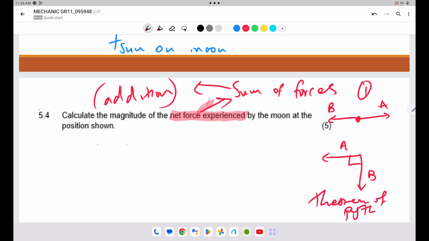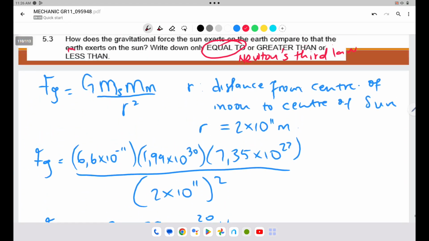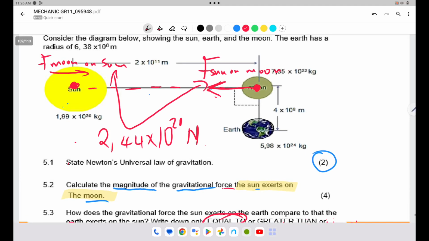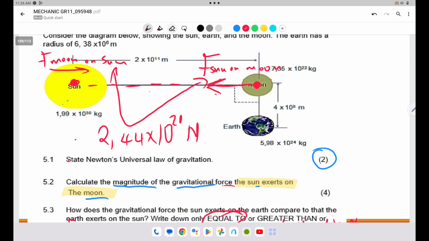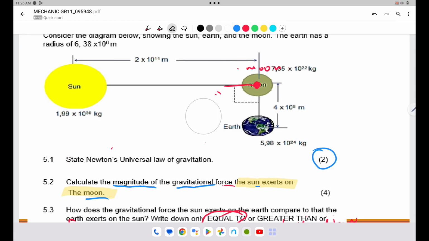Okay, so what we need to do is go back to our diagram and check the scenario that we have up here. So if we go there, we are looking for the net force experienced by the moon. The victim here is the moon. Our focus is the moon. So we are going to draw forces which are acting on the moon. So the first force which is acting on the moon is the force that the sun exerts on the moon.